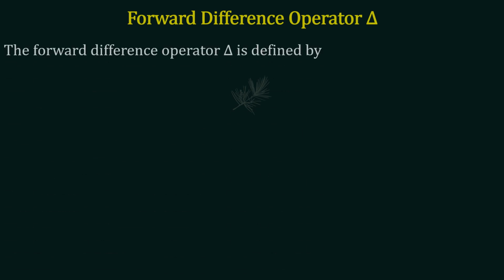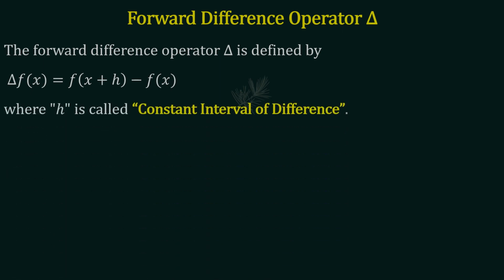Forward difference operator, it is represented by the symbol delta. The forward difference operator delta is defined by delta f of x is equal to f of x plus h minus f of x, where h is called constant interval of difference.